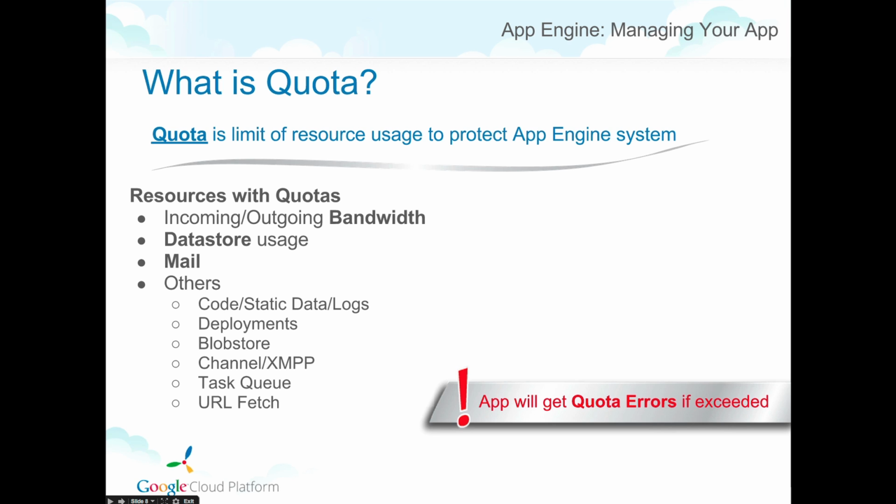And so we have some built-in quotas that you can consume against. This would be things such as incoming and outgoing bandwidth, the data store usage, the different amounts of mail that you could send. But we also have others, like the static code that you've stored.